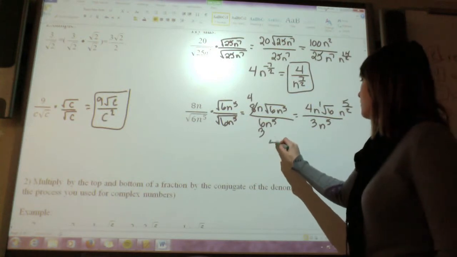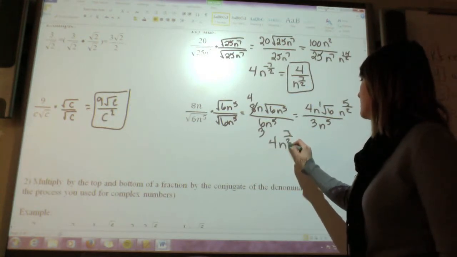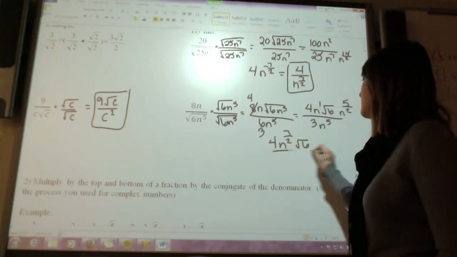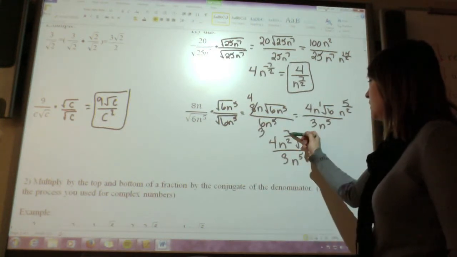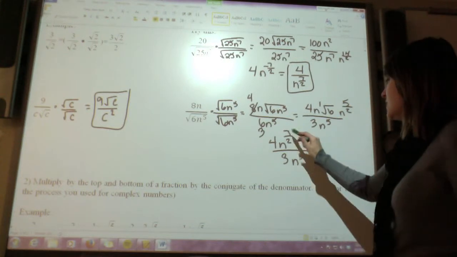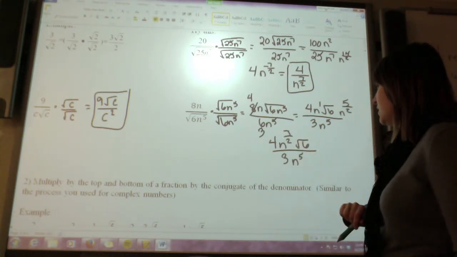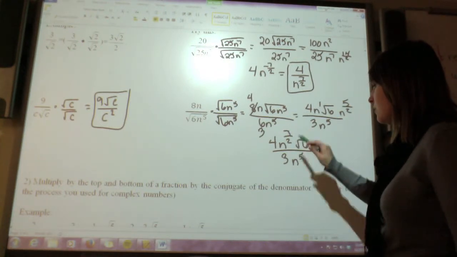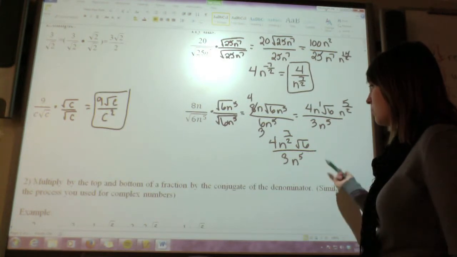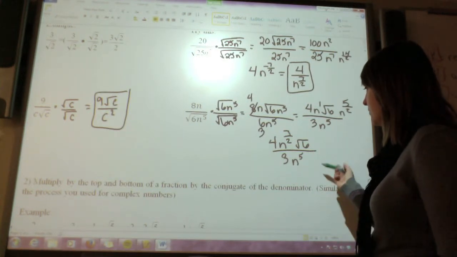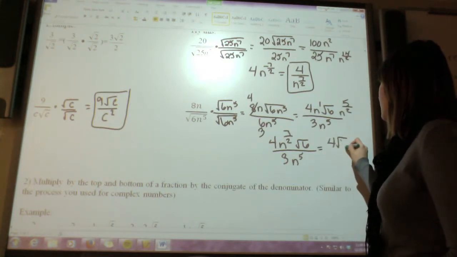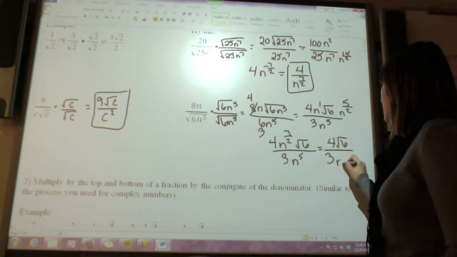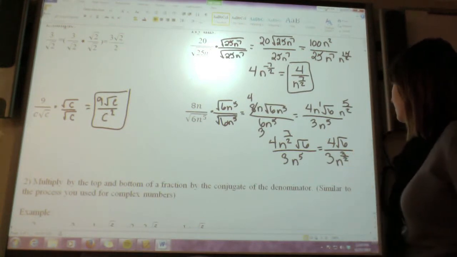So this is 4n to the 7 halves times the square root of 6 over 3n to the 5th. Okay, 7 halves minus 5, that's 3.5 minus 5. So that would be negative 1.5, which is negative 3 halves. So this would be the same thing as 4 square root 6 over 3n to the 3 halves.